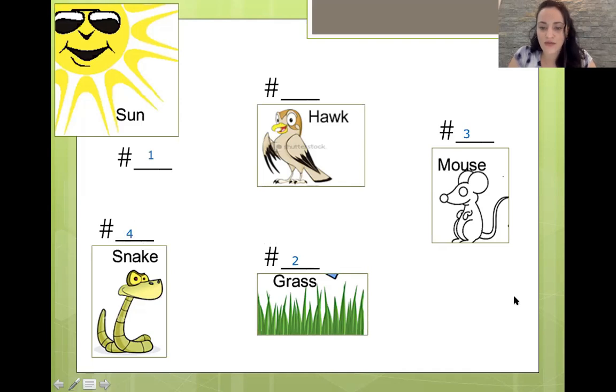What's at the end of the food chain? Moon, what's the end of the food chain? What's the last one, number 5? Here's number 5. Which one? The hawk. Very good. All right, guys, good work.